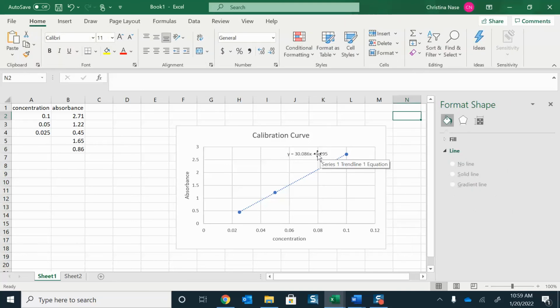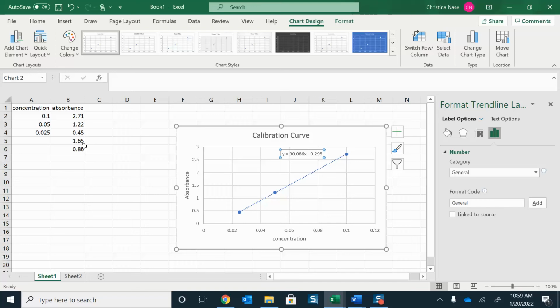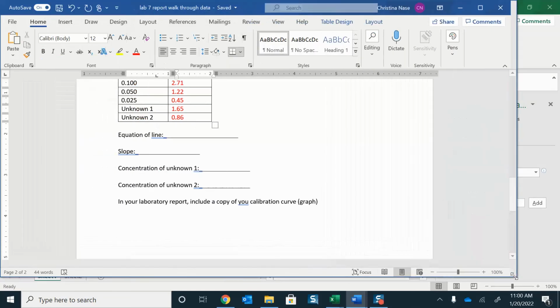And now I can use that equation. This is y equals mx plus b, where y is the absorbance and x is the concentration. And so I have y values. These are my y values here, and I'm going to solve for the x. I'm just going to plug in that for y, and then I'm going to solve the x, which is the concentration. So I'm going to go back over to my Word document to do that.